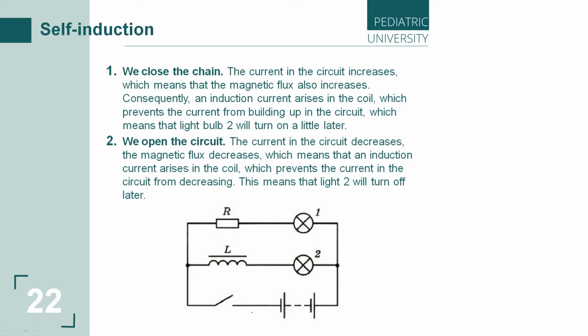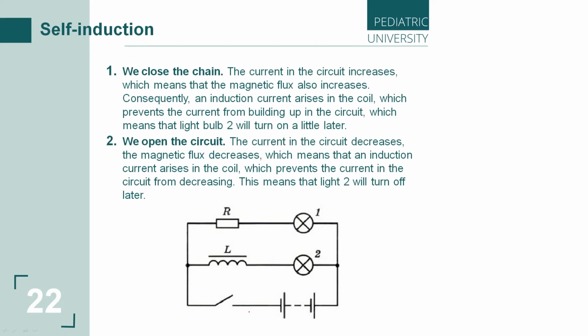When we open the circuit, the current in the circuit decreases. The magnetic flux decreases too, not immediately to zero, but decreasing, changing. This means that induction current arises in the coil again. And don't forget about the idea of electromagnetic induction: it does everything opposite, which prevents the current in the circuit from decreasing.